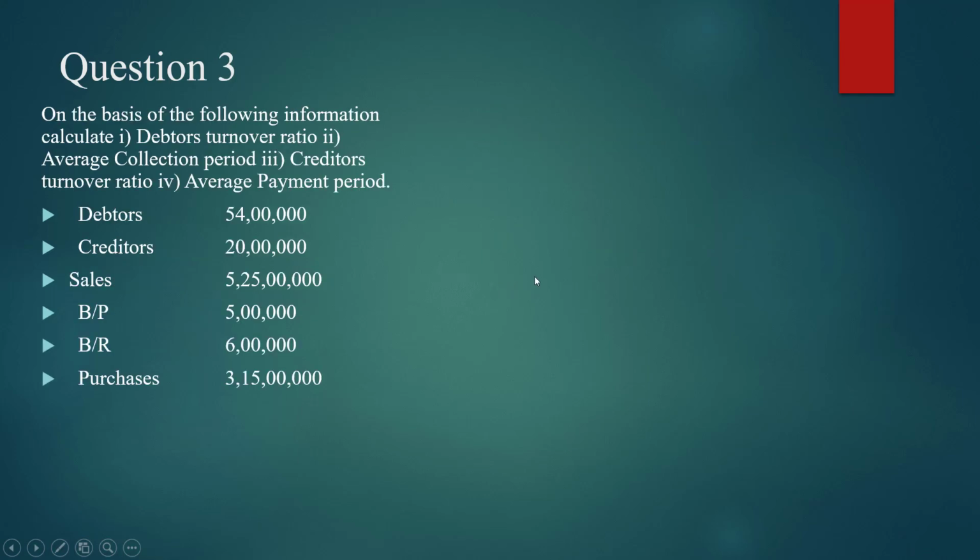Next, question number 3. On the basis of the following information, calculate debtors turnover ratio, average collection period, creditors turnover ratio, and average payment period. Now from here we'll calculate all these ratios. First is debtors turnover ratio: credit sales divided by debtors plus bills receivable. Now what is this credit sales? Credit sales is given here.